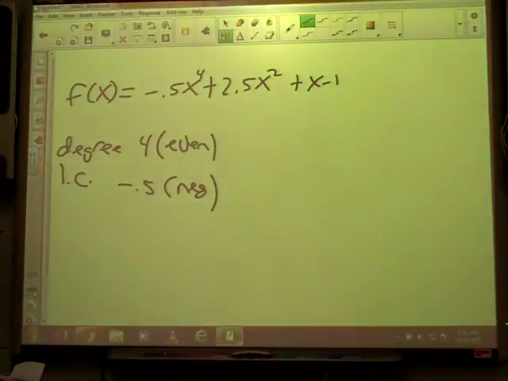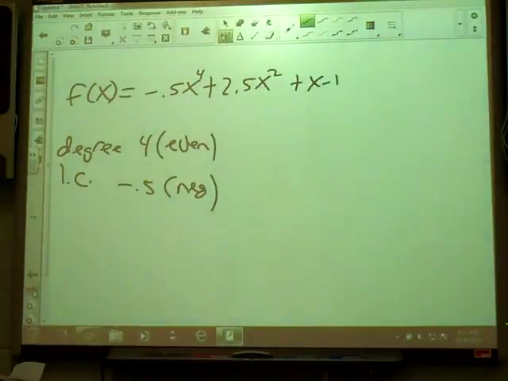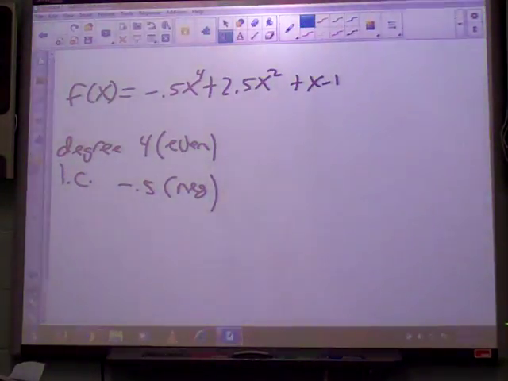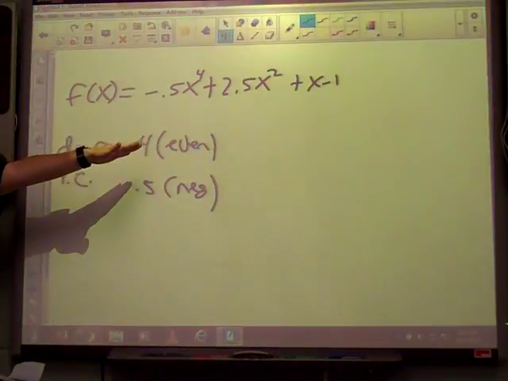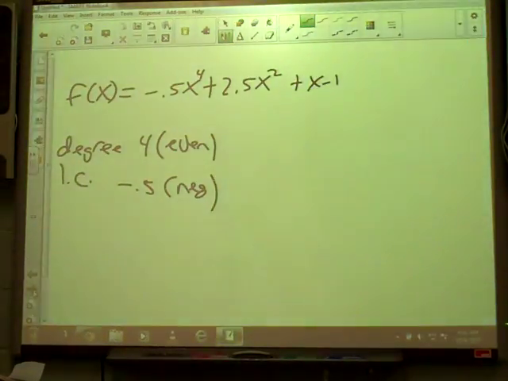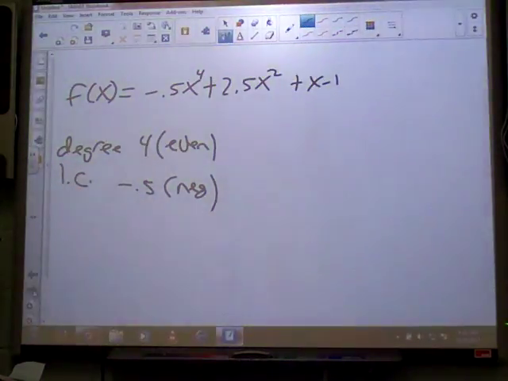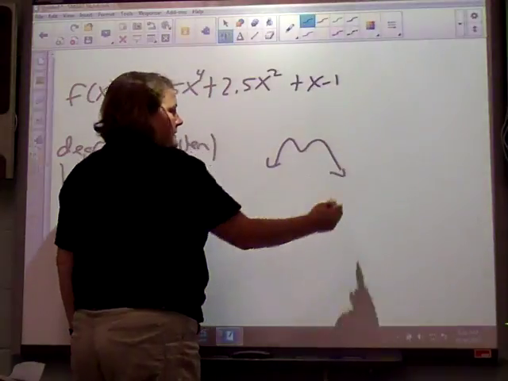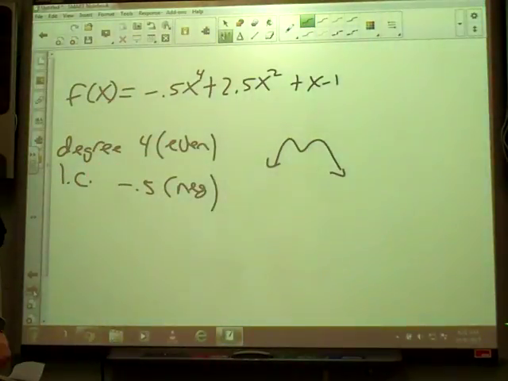So you're going to your section where we have an even degree with a negative leading coefficient. Even degree means they're going to open in the same direction. Negative coefficient means it's going to be down. So this is going to be some graph that looks like that. That tells me all I need to know about the end behavior.